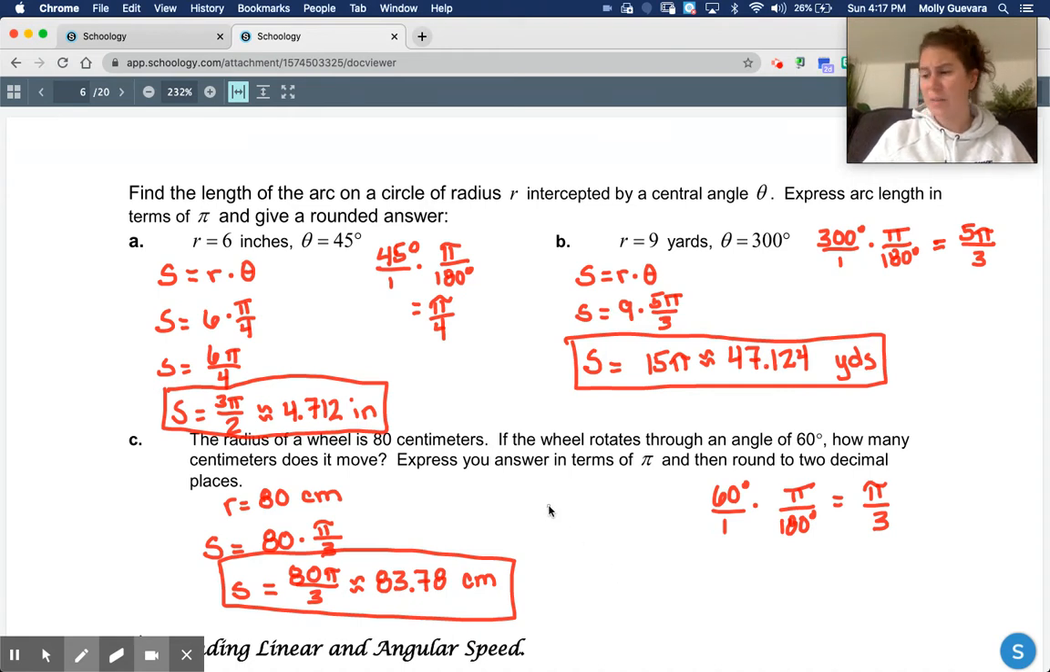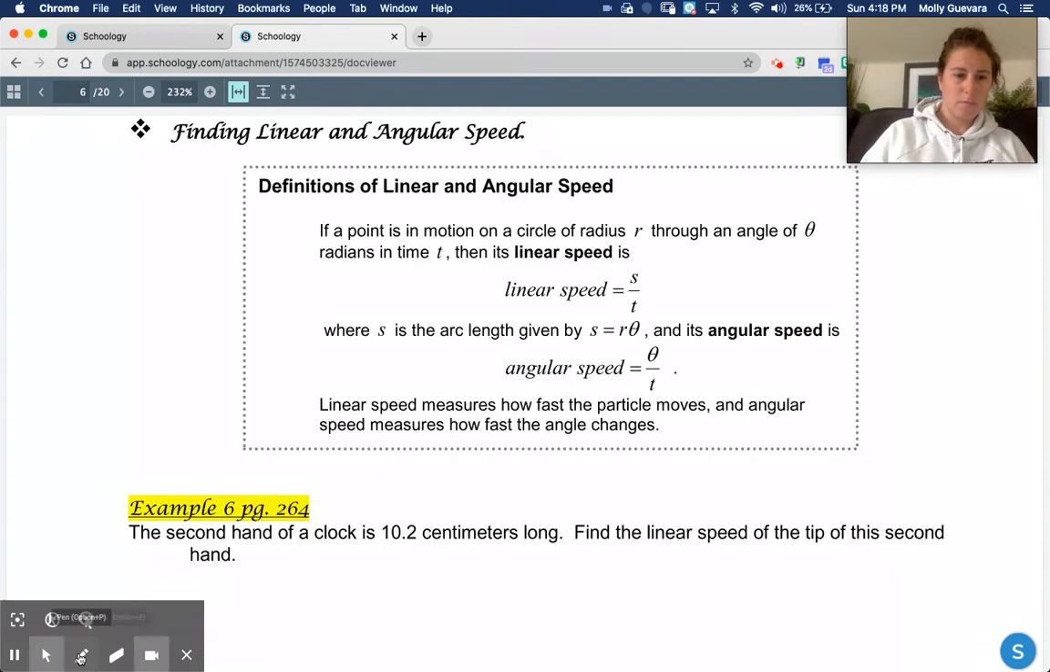The last thing we're going to do, we're going to skip linear and angular speed. The last thing that we are going to do is, oh, I'm sorry, we're not skipping linear and angular speed. My bad. So we're going to do those, and then we're going to go ahead and semi-fill out a unit circle.